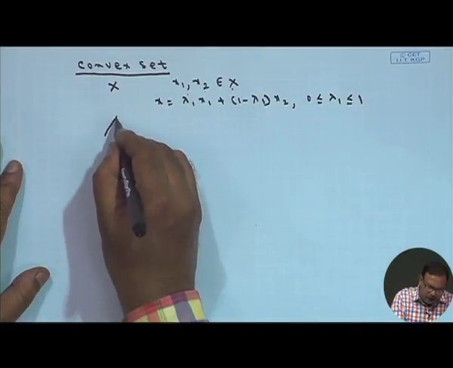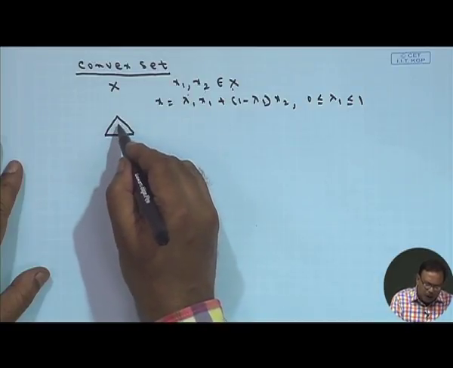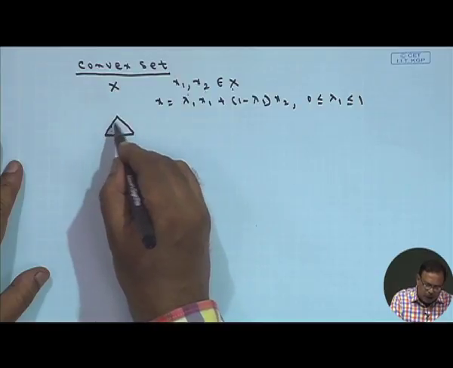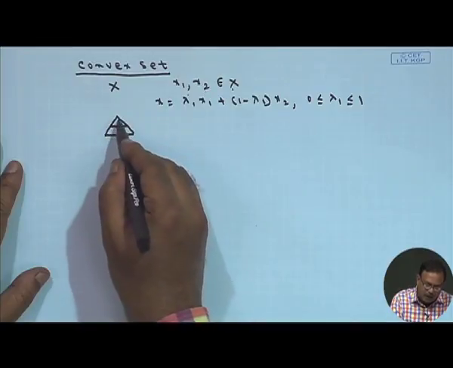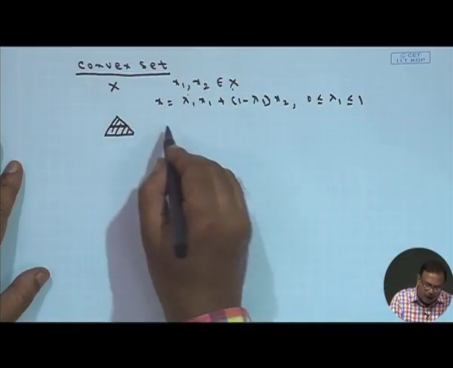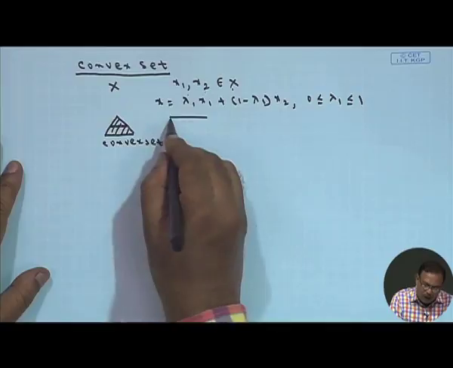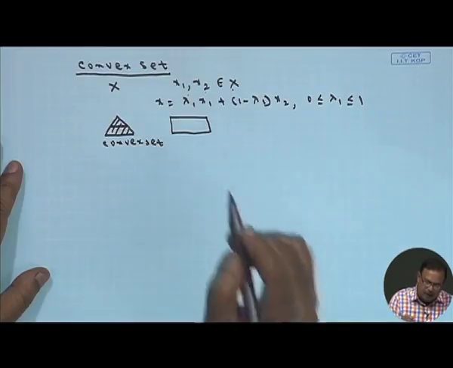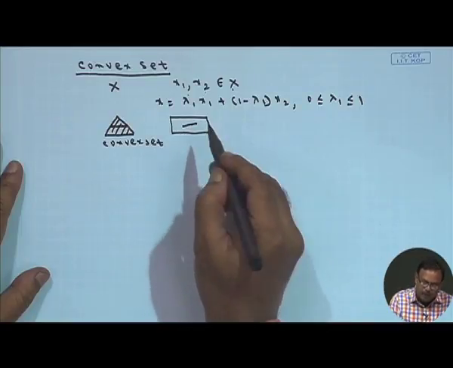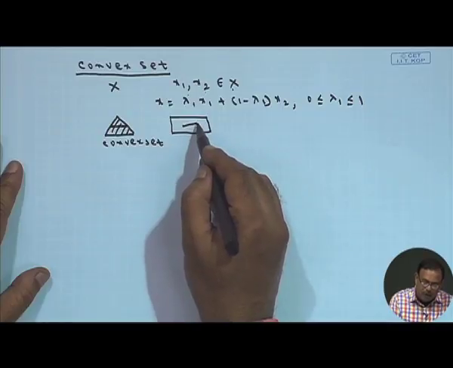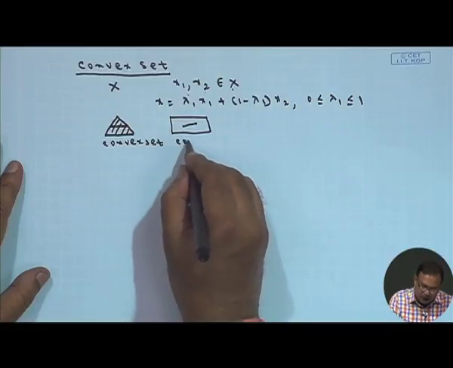For an example, it will be easy if I take any triangle set. This is a convex set. You take any two points here, suppose I am taking this and this, if I join this, all the points lie inside this convex set only. Similarly, if I take a rectangle like this, then any two points you take here, you join them, all the intermediate points will lie inside this rectangle only. So, this will also be a convex set.